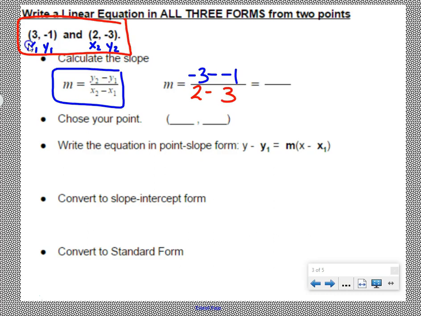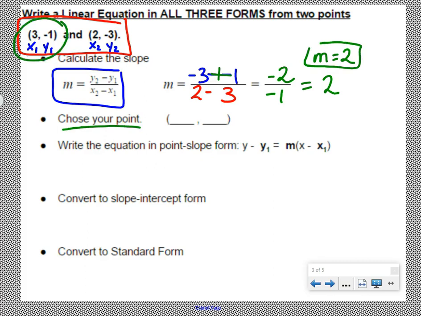Negative 3 minus negative 1 becomes negative 3 plus 1, which is negative 2. 2 minus 3 is negative 1. Simplify that. Negative 2 divided by negative 1 is positive 2. So our slope is 2. Choose your point. We only need one of these points to work with. Doesn't matter which one, they both have a negative number, so I'm just going to take the first one, 3 and negative 1, which is x1 and y1.